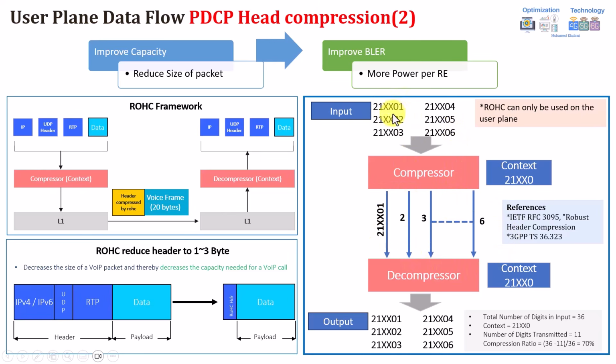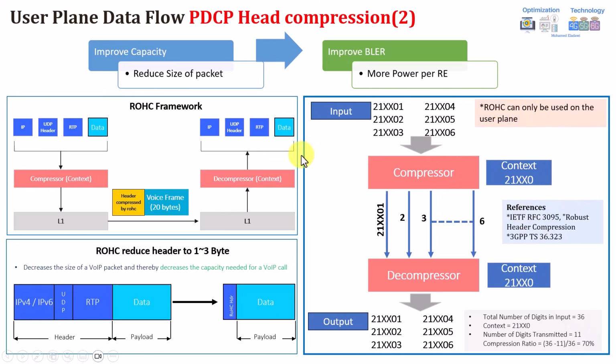It will initially pass the first one only to allow the decompressor or the receiver to understand what the context is. So it will send the first one as it is. Then once the context is established, it will just transfer the last number, as you can see. This is how the output will be, and this can reduce, as mentioned, from for example 60 bytes or 40 bytes down to 1 to 3 bytes, and this is a very high compression ratio. It can go up to 70%, and this is very useful.